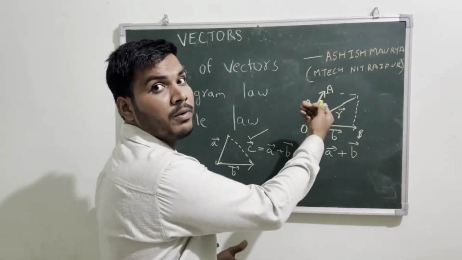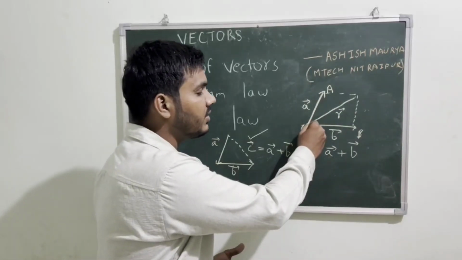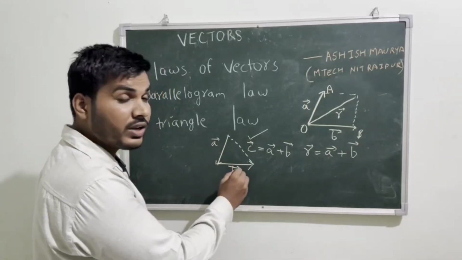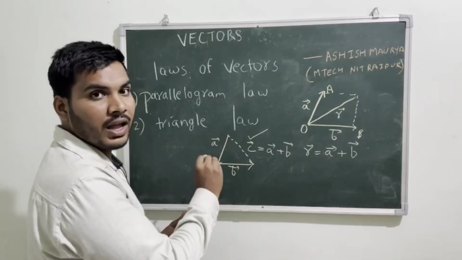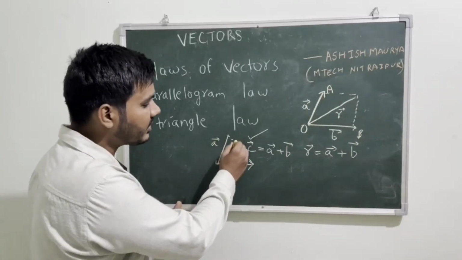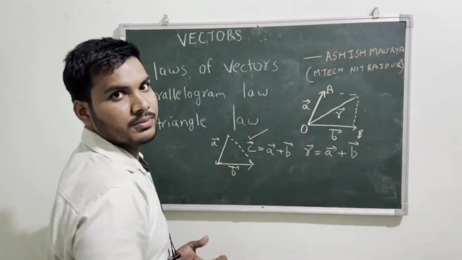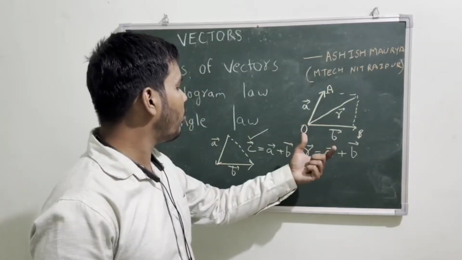This is a coplanar vector. I mean, this is lying in the same plane, and they originated from the same point, that is O. And here there is a head to tail connection, where vector A and vector B have a head to tail connection, and it is represented by vector C, and it forms a triangle, whereas here a parallelogram is formed. So this is the basic difference between the parallelogram law and the triangle law.